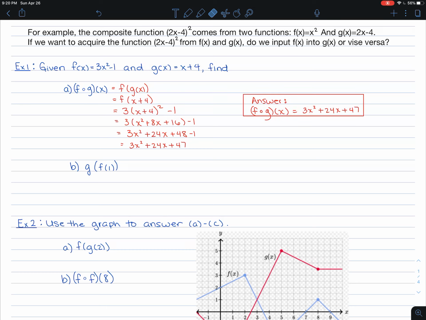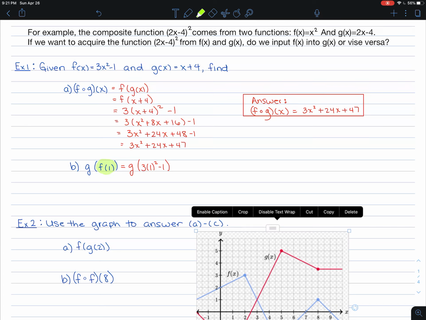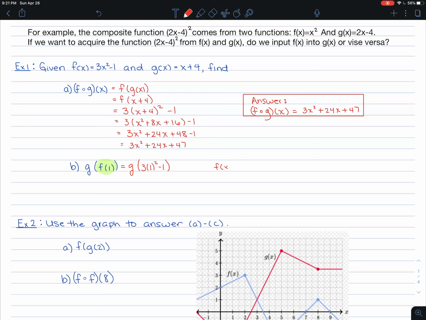Hopefully you got a chance to do part B. So again, the first thing I'm going to do is just substitute g of 1. That means we're plugging x equals 1 into our g function. So recall that our f function is 3x squared minus 1. So all I'm doing is plugging in x equals 1. Okay. That's all I'm doing.